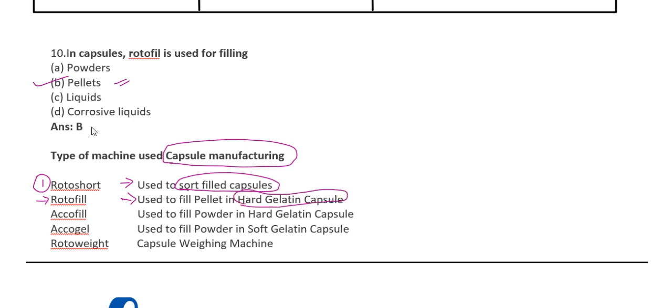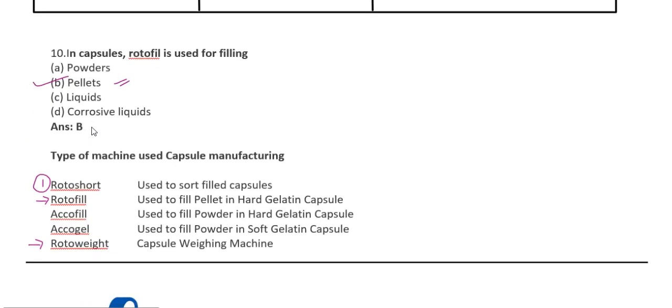Okay, next there is aquafill. This machine is used to fill powders in hard gelatin capsules, and aquagel is to fill powder in soft gelatin capsules. Rotoville is a machine which is used to weigh the various capsules. Okay, so it's more like a capsule weighing machine. So these are the different machines which are used in capsule manufacture. So we have to study what is the purpose of these machines and what they do. Okay, that is the main point which we have to study. So these are the questions that we have discussed today.